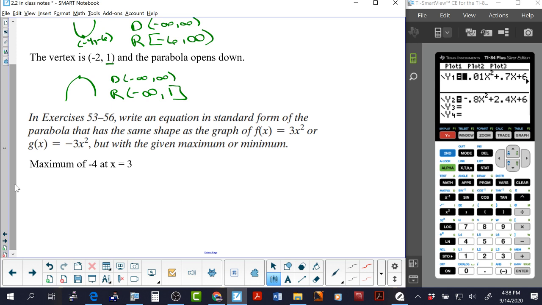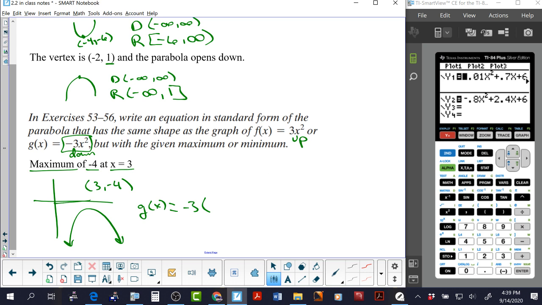In exercises 53 to 56, write an equation in standard form of the parabola that has the same shape as the graph of f of x equals 3x squared, so it opens up, or a parabola that opens down, but with the given maximum or minimum. So if it has a maximum of negative 4 at x equals 3, the vertex is (3, negative 4), and the parabola opens down. So g of x is equal to negative 3, and we moved right 3 from (0, 0). So (0, 0) is over here, so we went right 3 and down 4.